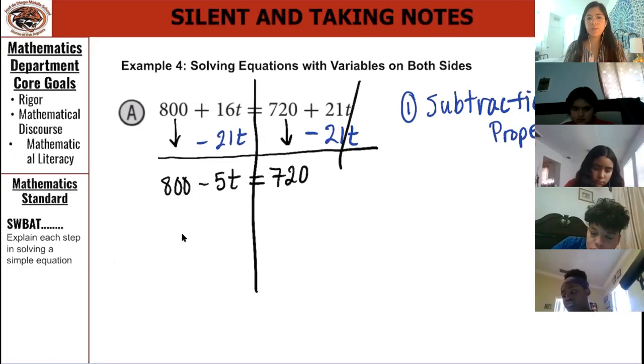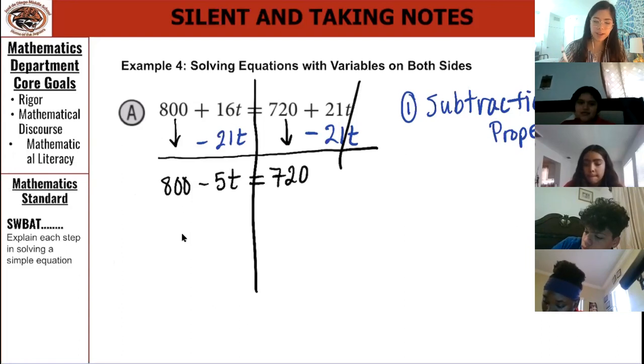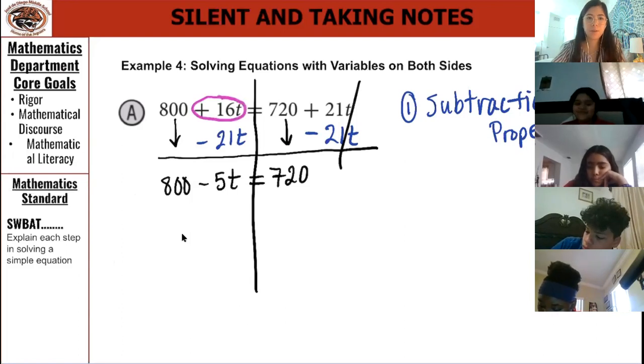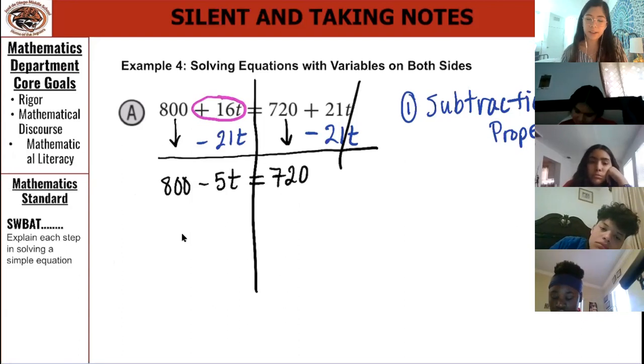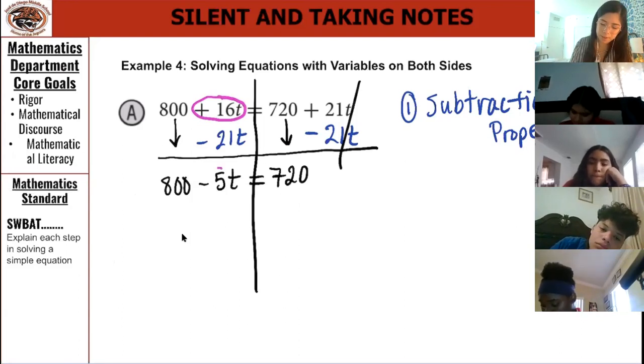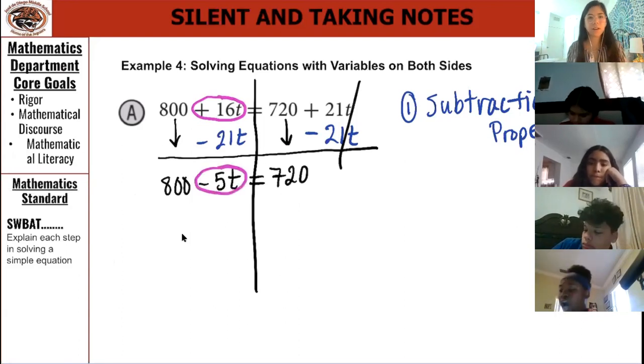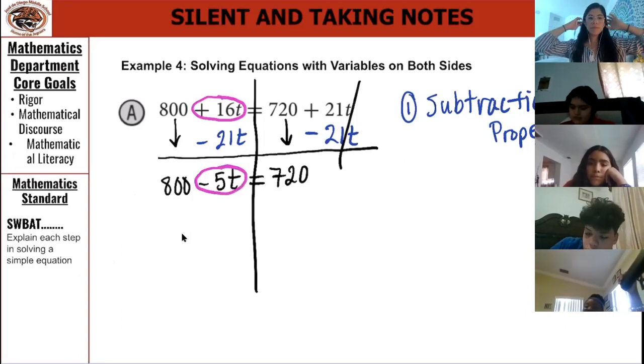Any questions so far? Miss, why didn't you drop the plus from the 800? From the 800? Remember, the plus sign doesn't belong to the 800. The plus sign belongs to the 16. Those are the ones that stay together. So 16 minus 21 gave us -5, which is why I put this minus sign underneath. Good question.